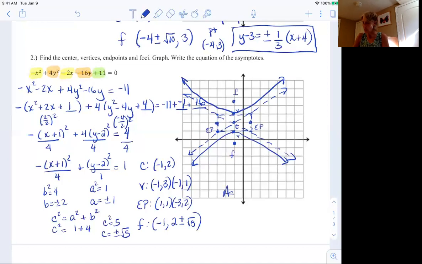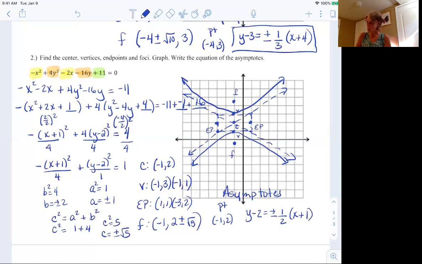Lastly, we're going to write the equation of our asymptotes. Remember, we're going to use our center, and then we're just going to plug into our formula. Y minus k, which is 2, equals plus or minus. Now we're going to do our rise over run. We're at the center. Rise up 1 unit over 2 units. Rise over run, x plus 1.